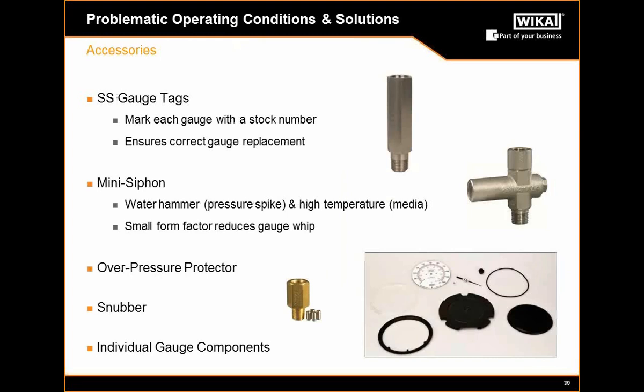Finally, a short discussion of accessories. As I've touched on other slides, we offer a whole host of accessories that can be used in conjunction with your mechanical pressure gauges. Things such as stainless steel tags to help your operators determine what gauge should be installed in what location. This really simplifies the process of installation for an operator when he's out in the field trying to determine what gauge should be installed in a particular location. That mini siphon is going to prevent issues with steam such as water hammer and high temperature, and it's got that small form factor which will help reduce gauge width.